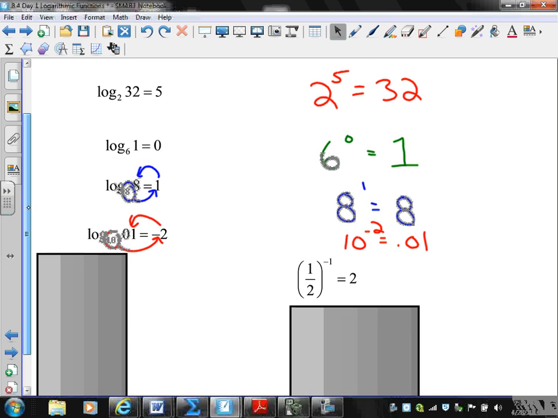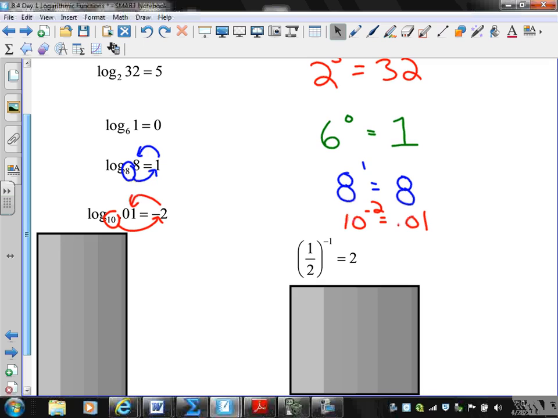Okay, so here we are looking down over here. I have 1/2 to the negative 1 equals 2. Well, as I work from right to left here, I know I'm going to have a logarithm, right? I'm going to write the word log, and the base goes down here, right? Isn't that the base down there? So what's the base over here? Well, the base is 1/2.